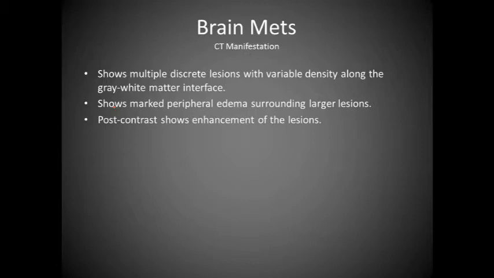So the manifestation here shows multiple discrete lesions with variable density along the gray-white matter interface. And you show a marked peripheral edema surrounding larger lesions. That's going to be something to keep in mind, this marked peripheral edema. And post-contrast shows enhancement of the lesions. So you should see these areas enhance due to the increased vascularity.